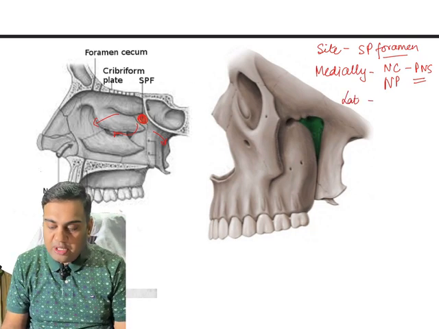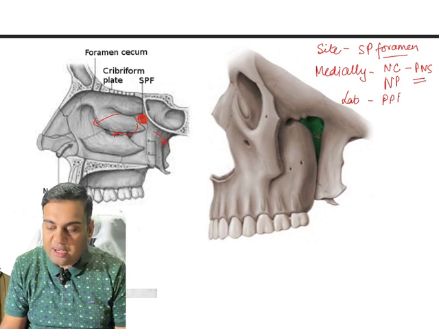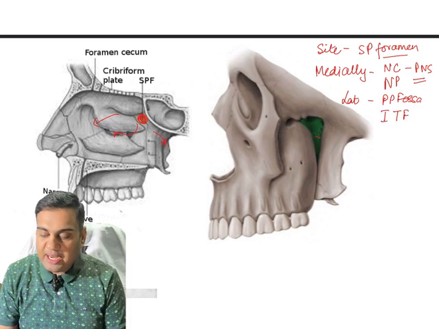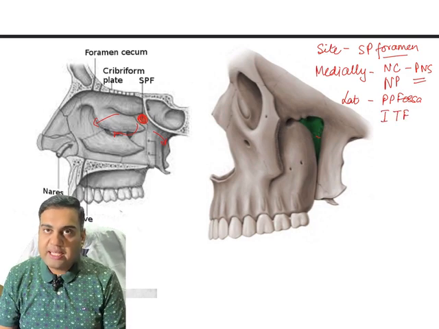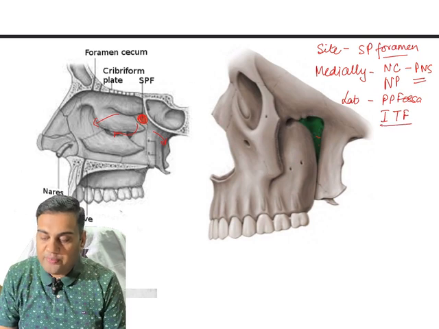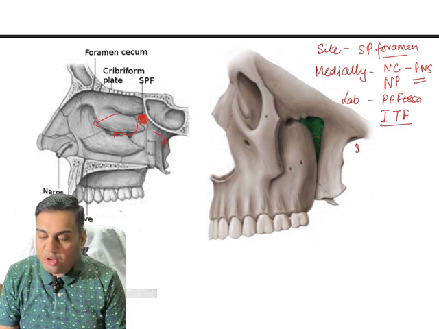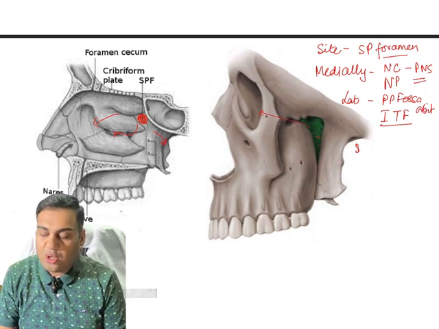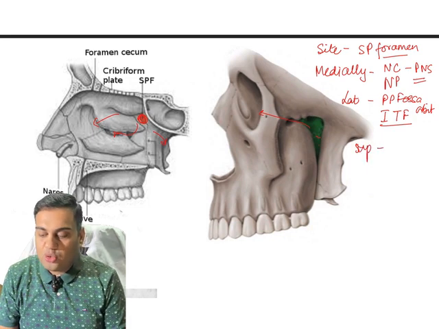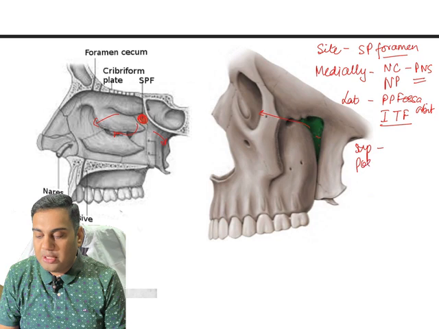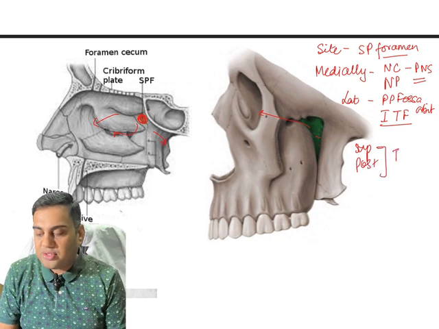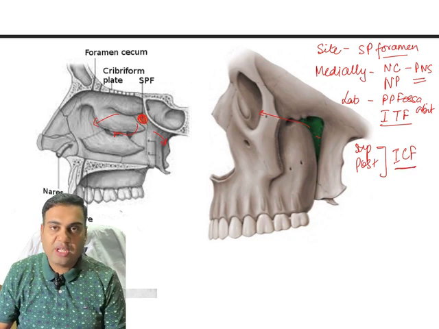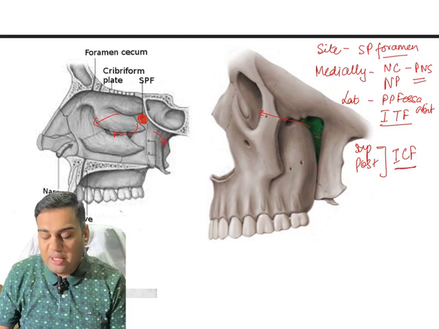Laterally, where would it go? Laterally, it will go into the pterygopalatine fossa first, right? And then it will go into the infratemporal fossa, right? So it will first come out into pterygopalatine fossa, then into the infratemporal fossa, and then superiorly also through the pterygopalatine fossa it can go into the orbit. So it can also go into the orbit, right? Superiorly, where will it go? Superiorly and posteriorly, it will go into the intracranial fossa, into the middle cranial fossa, right? So it will go into the intracranial fossa and it will cause cranial nerve palsies over there, right?